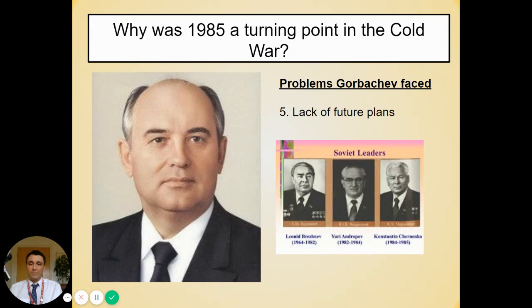There was a lack of future plans because, again, those 3 leaders had died in such a short space of time: Brezhnev, Andropov, and Chernenko. And so they hadn't really planned for the future. They hadn't planned what was going to happen, and so Gorbachev comes in and he's got to try to work that out. There was no clear strategy for the USSR. All 3 of those leaders had different ideas and different aims that they didn't get a chance to bring in before dying.